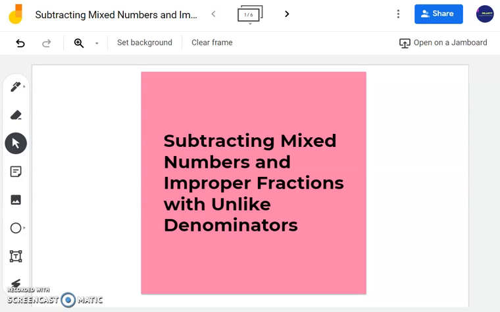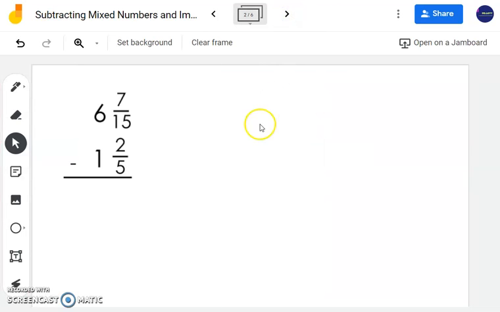Hello, in this video, we're going to focus on subtracting mixed numbers and improper fractions with unlike denominators. The first problem here, we have 6 and 7/15 minus 1 and 2/5. Our goal is to find the difference between these two numbers.